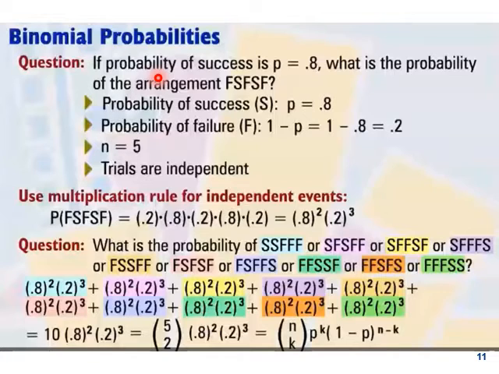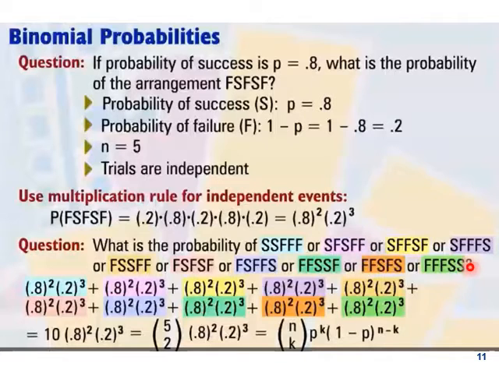So we can use the multiplication rule because these are independent events, and if we have to find the probability of this arrangement, we will multiply all these, because we know there are 2 successes and 3 failures. So it's 0.8 squared and 0.2 cubed. Now the question is, what is the probability of SSFFF or SFSFF?